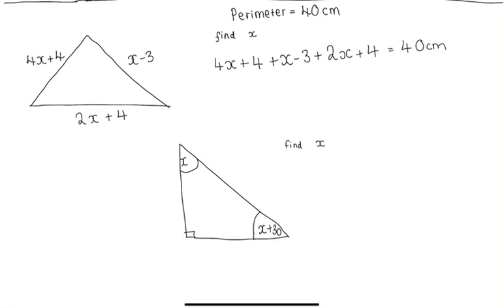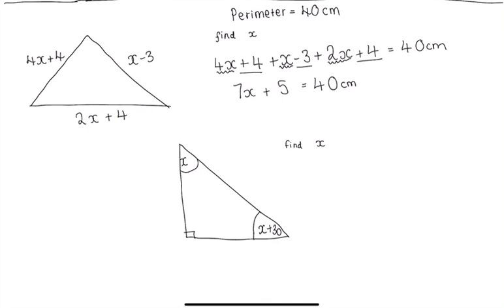Now, in order to actually use this to solve for x, we need to collect the like terms. So the first thing I'm going to do is underline my x's. So I've got a 4x plus an x, which is 5x, plus 2x, which is 7x. I've then got 4 minus 3 and a 4 again. So if I do 4, take away 3, that leaves me with 1. Add on 4 is 5. And that equals 40.